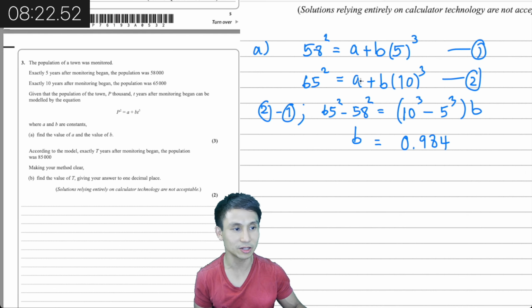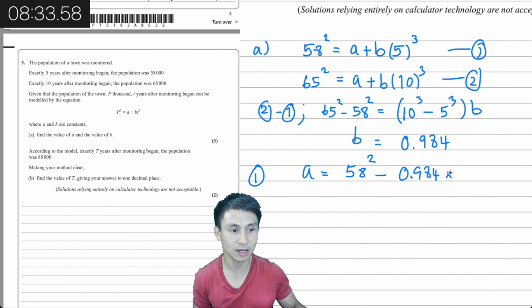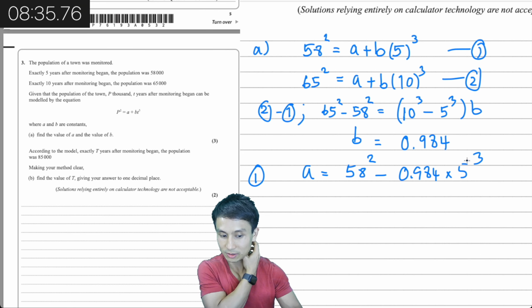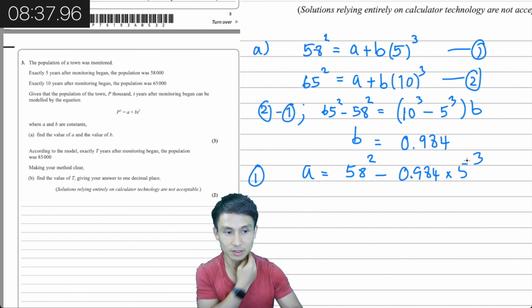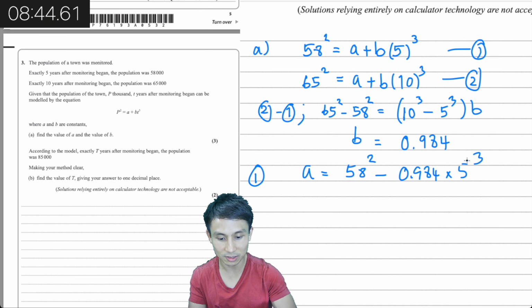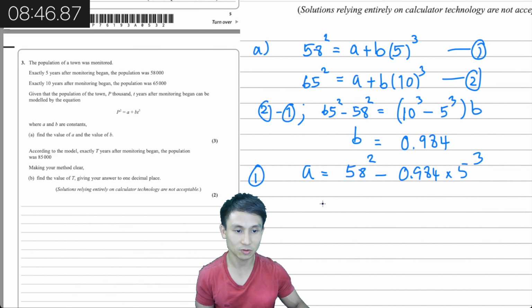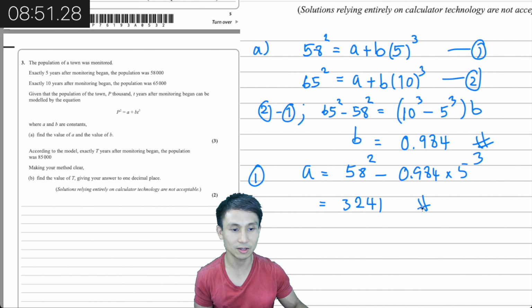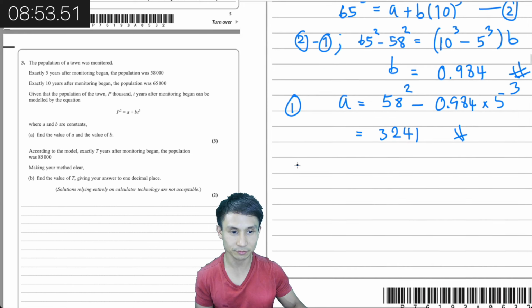Okay, and then we find A. So we just plug B into one of the equations. I'll just go with 1. So A would have to be, using 1, 58 squared minus B, which is that answer we just found, times 5 cubed. So that is exactly 3241. And that is the answer for A.